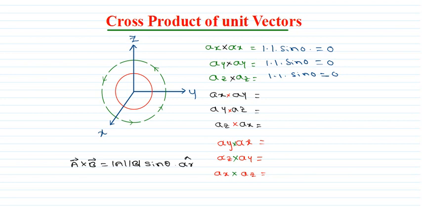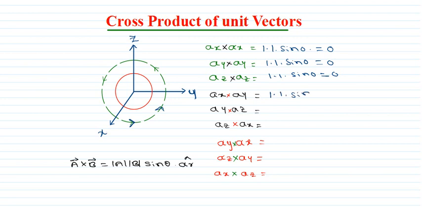But what happens to ax cross ay? Now let us see ax cross ay. We are moving in this direction. First I am writing ax and then I am writing ay. So when I write this ax cross ay, the resultant is going to be 1 into 1 into sine of, what is the angle?